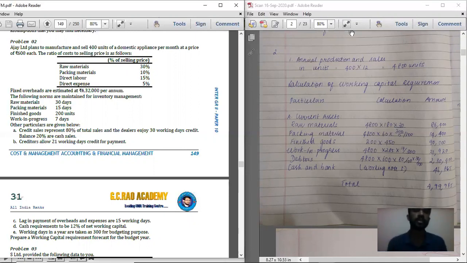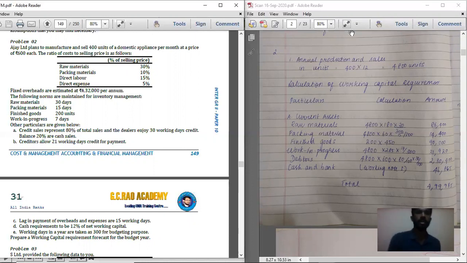Next, what they have given is fixed overheads are estimated at 4,32,000 per annum. Total fixed overhead is 4,32,000 per annum. You can calculate the fixed overhead per unit by dividing 4,32,000 by the total number of units. Okay, next, the following norms are maintained for inventory management.